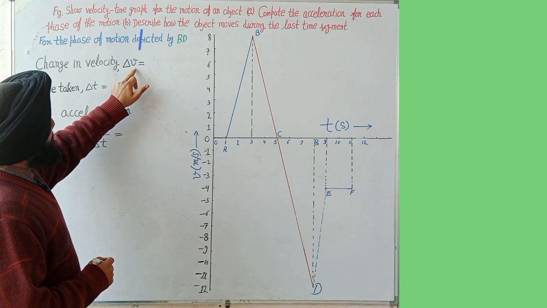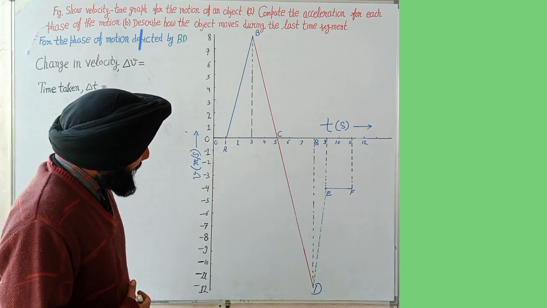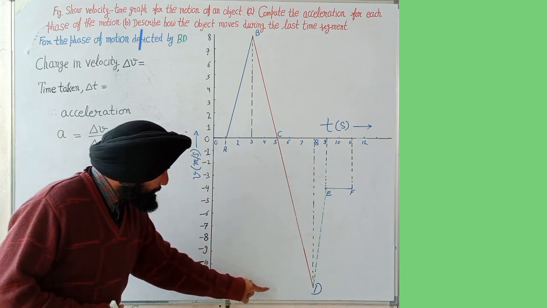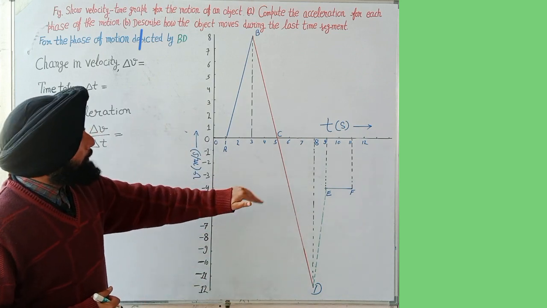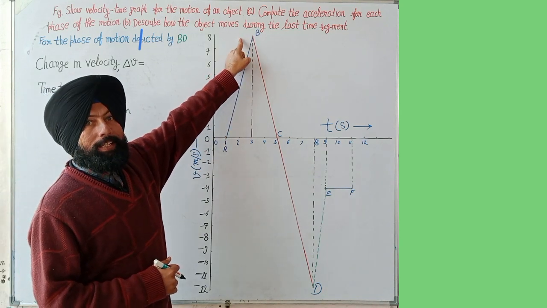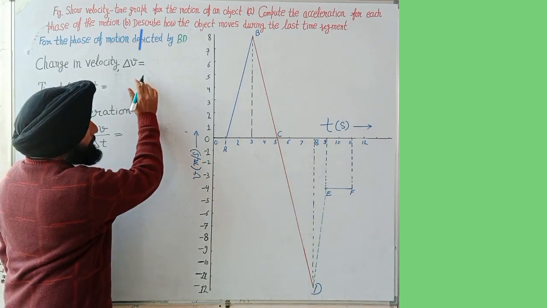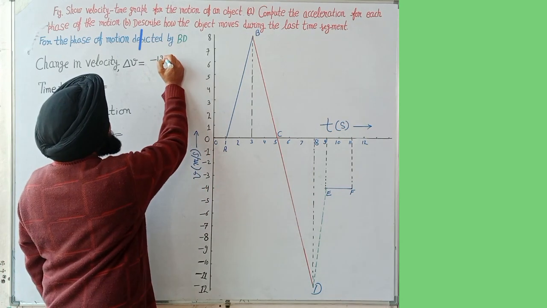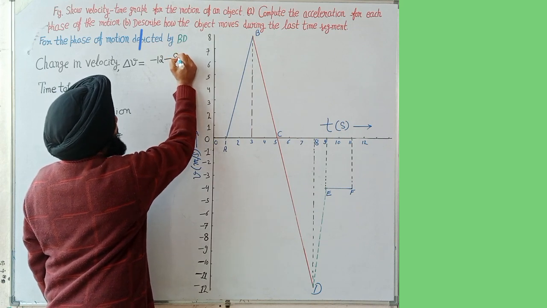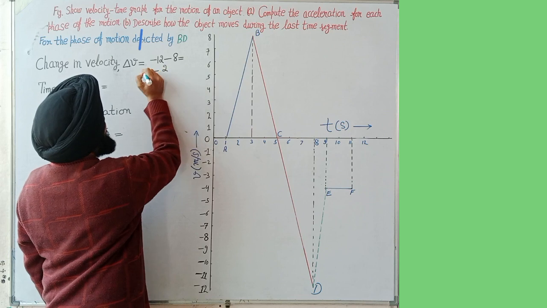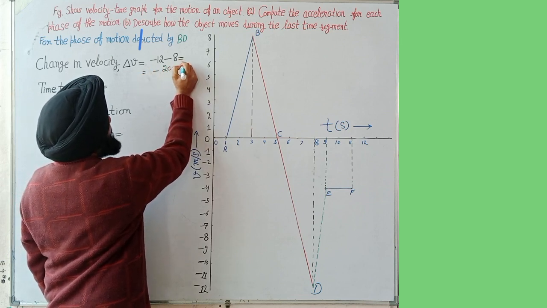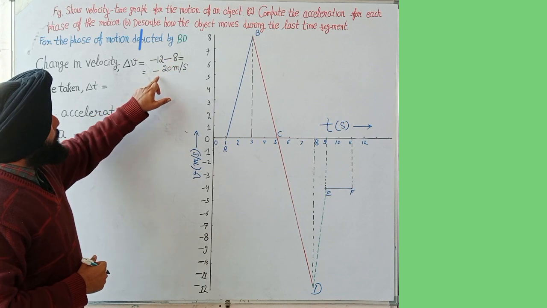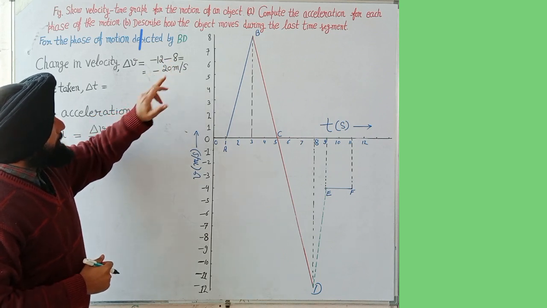Change in velocity, that is delta V. How can we find a change in velocity? Here at point D, velocity is equal to negative 12. So final velocity minus initial velocity, which is plus 8. So here the change in velocity is the final velocity, minus 12 meter per second, minus the initial velocity, positive 8, and it becomes negative 20 meter per second. Minus 12 minus 8 equals minus 20 meter per second.